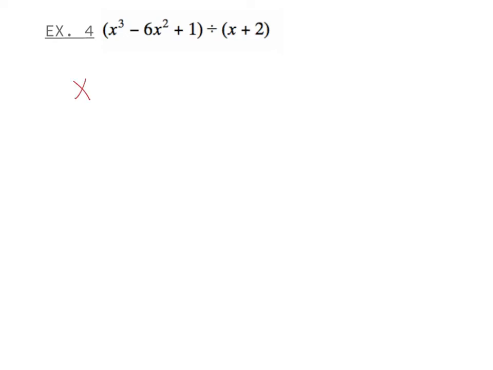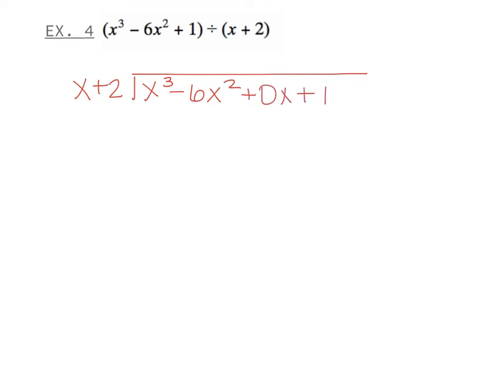I have x plus 2 outside the house, and x cubed minus 6x squared, and I need to put that 0. So plus 0x plus 1. Okay, it has to be in standard form. So I'm going to divide. I have x. To become an x cubed, I need an x squared. So x squared times x gives me x cubed. X squared times 2 gives me plus 2x squared.